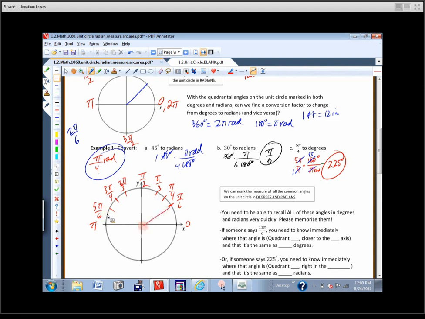Any questions? Yeah. Where did the 5 pi over 6? The 5 pi 6? Okay, that's this little slice right here. So if this is 1/6 of pi, let me mark them off. There's 1/6, 2/6, 3/6, 4/6, 5/6. And the next one would be 6/6, so that would be 1 pi again. Okay, good question. Anything else?